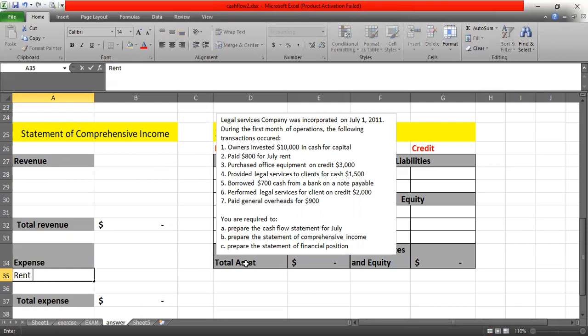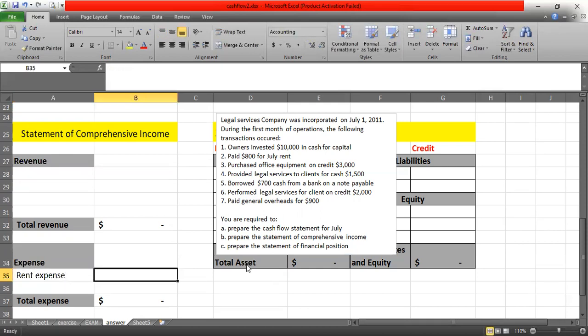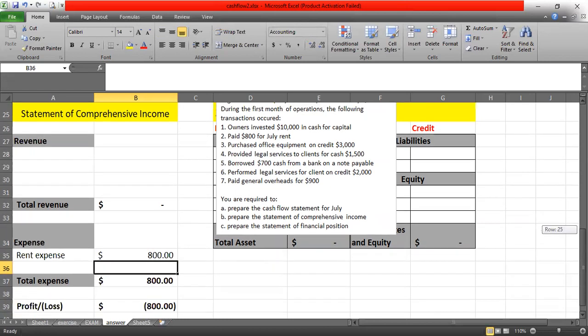So I will write rent expense here, and I will input the amount of $800. So the total expense now would be $800, and you will notice that at this time the company is suffering from a loss of minus $800, which is normal because we haven't put any revenue into the revenue column. Okay, next, purchased office equipment on credit, $3,000.